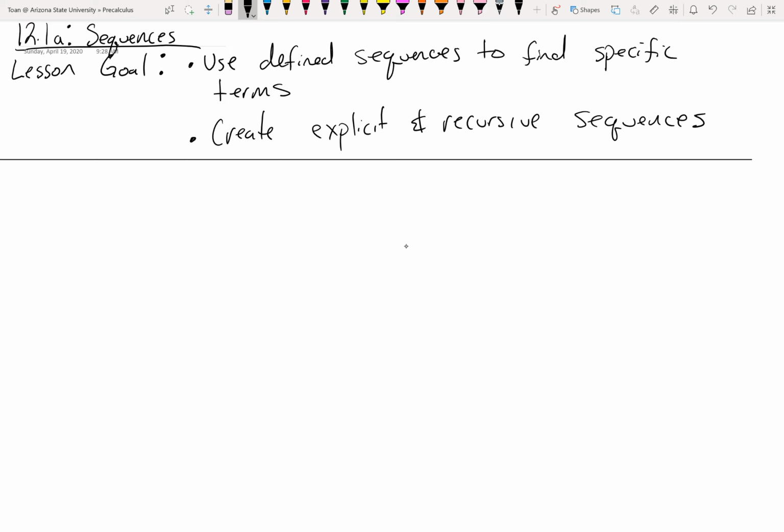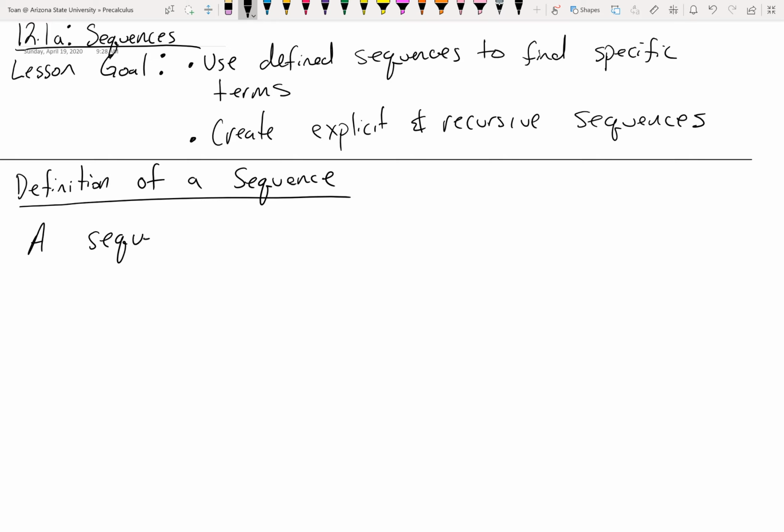Loosely speaking, a sequence is just a list of numbers. They could be random, they could follow a pattern, but basically, if you make a list of numbers, congratulations, you have a sequence. Let's talk about the formal fancy schmancy definition, though. Definition of a sequence. So, a sequence is a function.